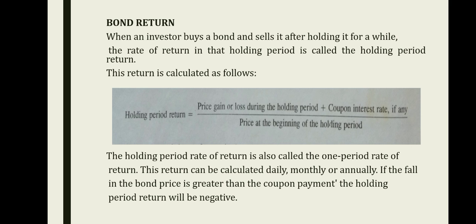The holding period rate of return is also called the 1 period rate of return. The return can be calculated daily, monthly or annually. If the fall in the bond price is greater than the coupon payment, the holding period return will be negative. Let's understand this with the help of an example.